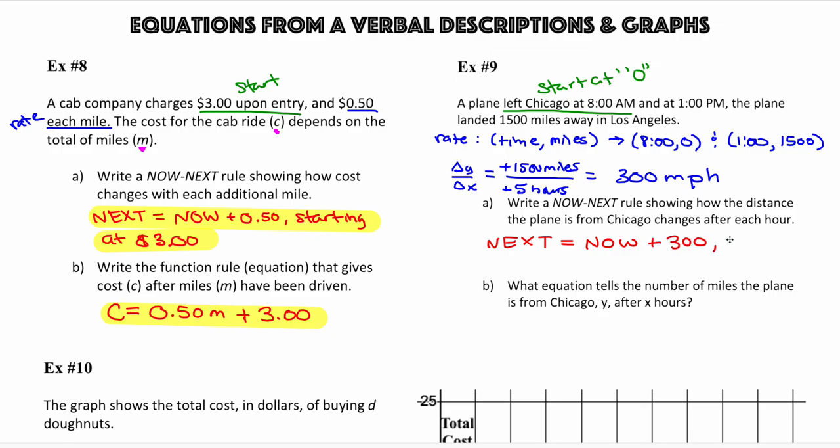But we have to know where it starts. We started at 0 miles. So our next amount of miles is equal to whatever we have now plus 300, knowing that we started at 0 miles.